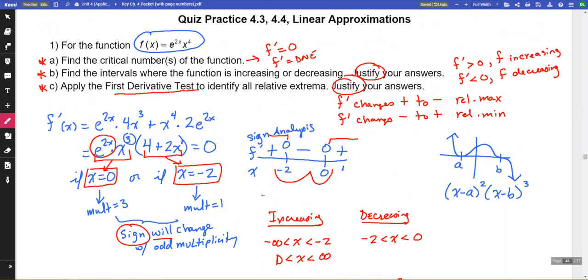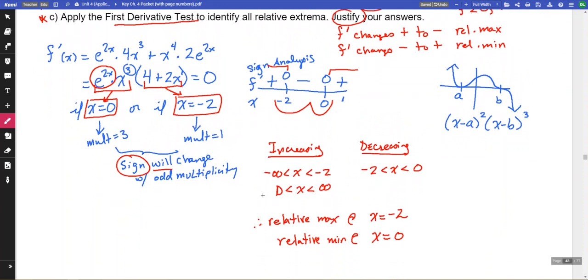So we need to come back and ask, what was our function? e to the 2x times x to the 4th. So the extrema at negative 2 is going to be e to the negative 2x times, we had x to the 4th, so that'd be 16. And at x equals 0, that would be e to the 0 times 0, which would be 0. So a relative minimum at (0, 0), and a relative maximum at (negative 2, 16 times e to the negative 2x), which is a small number, but it's positive, greater than 0.